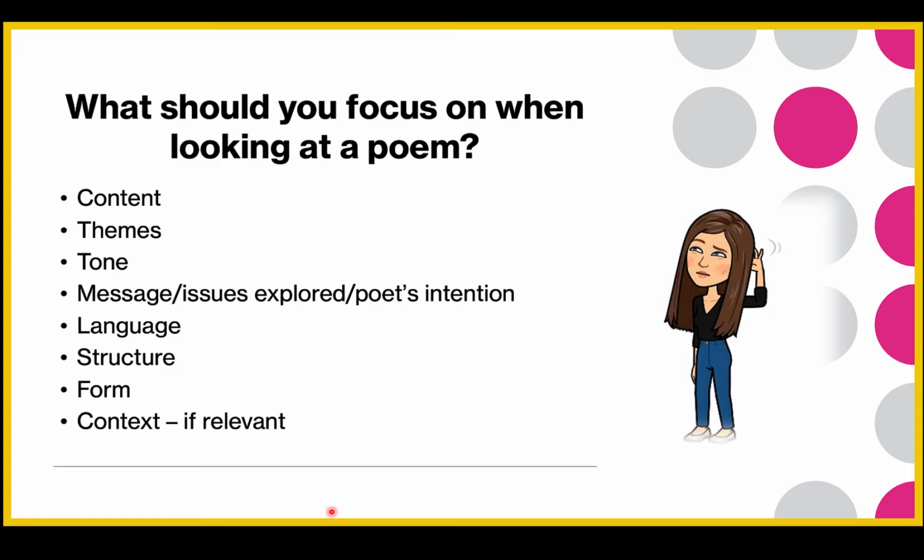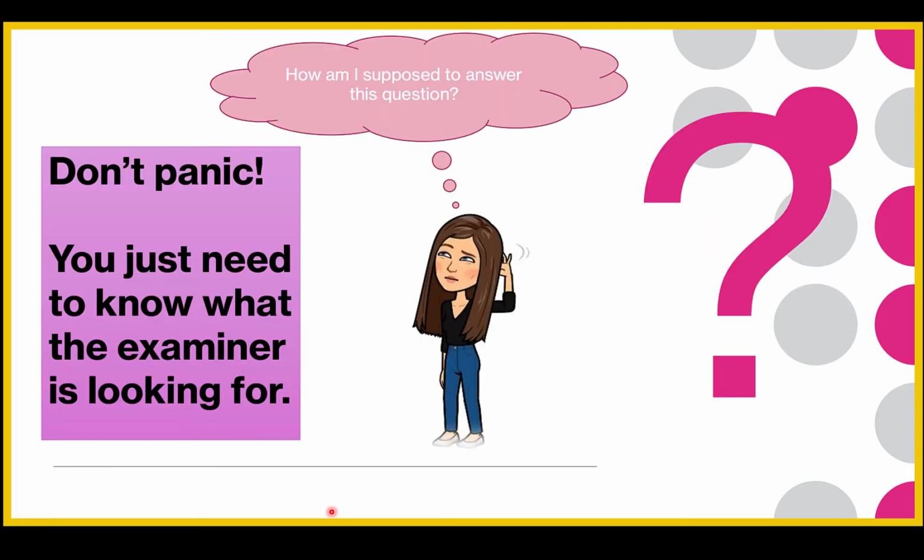So what should you focus on when you're looking at a poem? All of these you will cover in your lessons, your teacher will cover these when teaching you the anthology, but just a reminder for when you go into your exam: you will be faced with a poem that you do know, but you must remember that you're being expected to comment on a range of different features. So you should be thinking about the content: what the poem is about, the themes, the tone, the message, the big ideas or the issues that are explored by the poet's intention. Think about language, structure and form. You should be talking about all three of those. They should make their way into your answer. And context, but only if it's relevant.